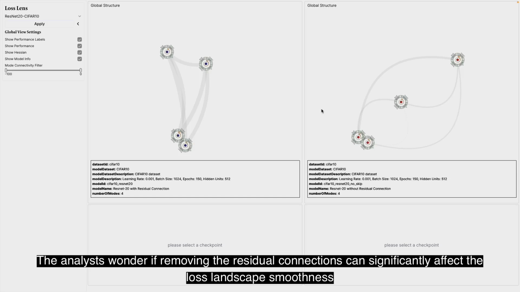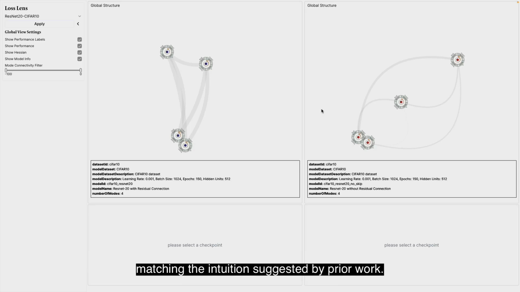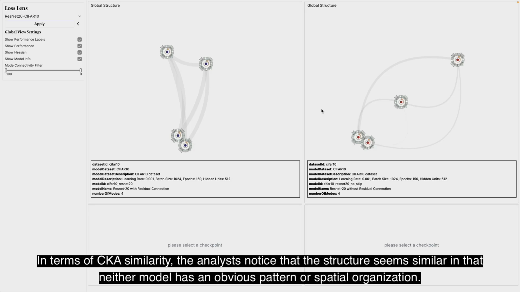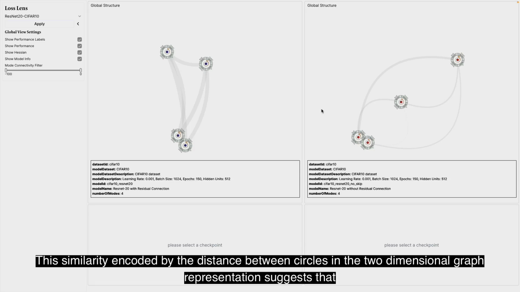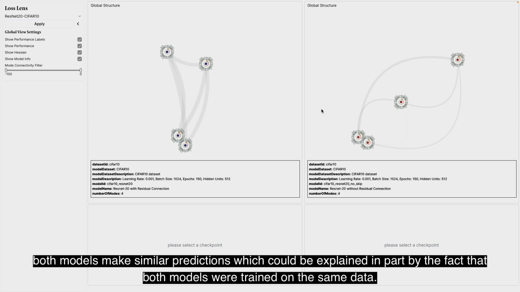The analysts wonder if removing the residual connections can significantly affect the loss landscape smoothness, matching the intuition suggested by prior work. In terms of CK similarity, the analysts noticed that the structure seems similar in that neither model has an obvious pattern or spatial organization. This similarity, encoded by the distance between circles in the two-dimensional graph representation, suggests that both models make similar predictions, which could be explained in part by the fact that both models were trained on the same data.